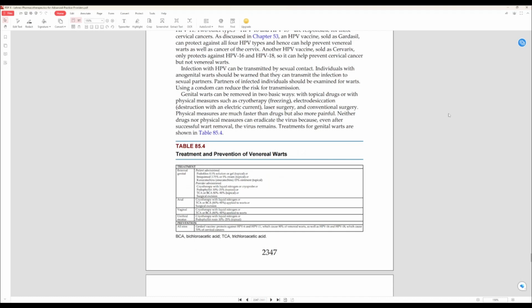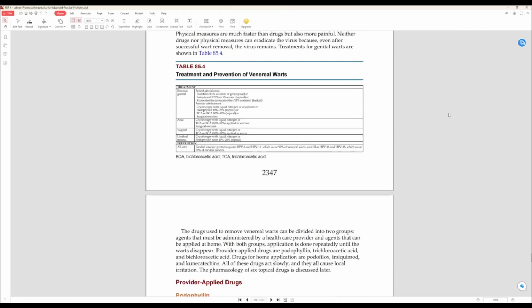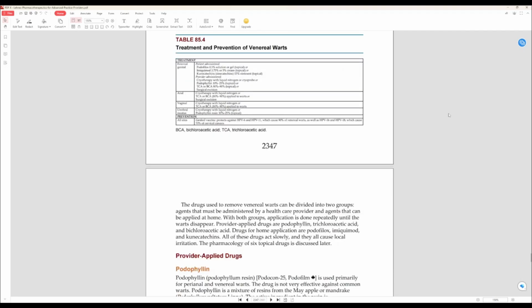So here's a good spot to hit pause, and you can take a look at all the treatment and prevention of venereal warts. The drugs used to remove venereal warts can be divided into two groups: agents that must be administered by the healthcare provider and agents that can be applied at home. With both groups, application is done repeatedly until the warts disappear.